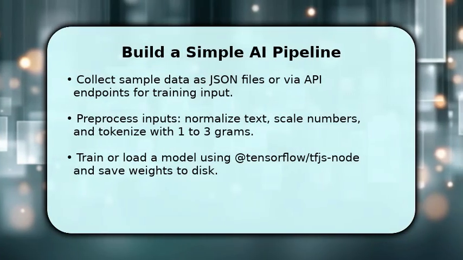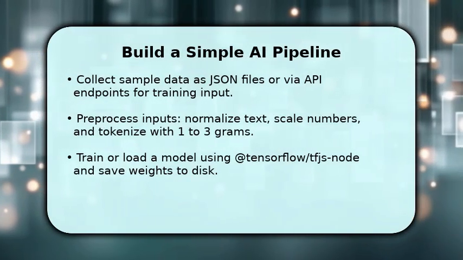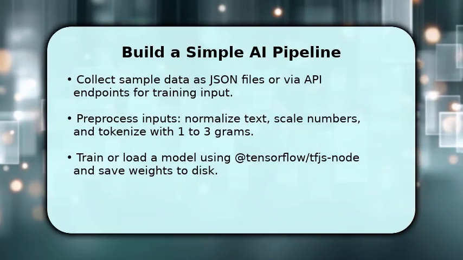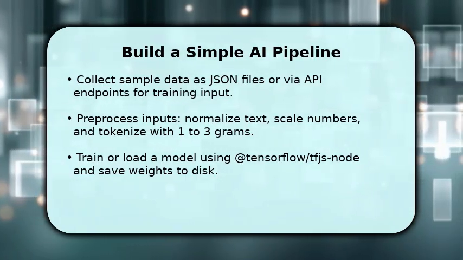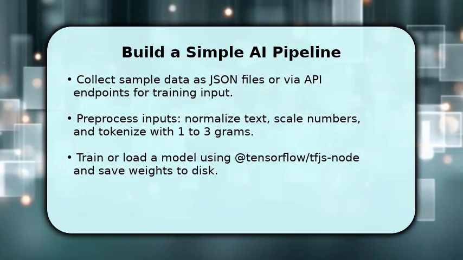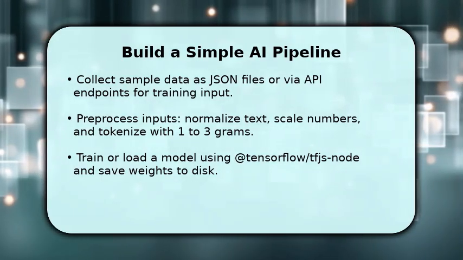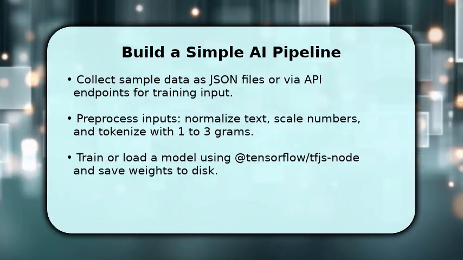Next, build a simple AI pipeline using JavaScript and TFJS Node. Collect sample data as JSON files or from API endpoints for your training input. Preprocess inputs by normalizing text, scaling numeric fields, and tokenizing with 1 to 3 gram tokens.